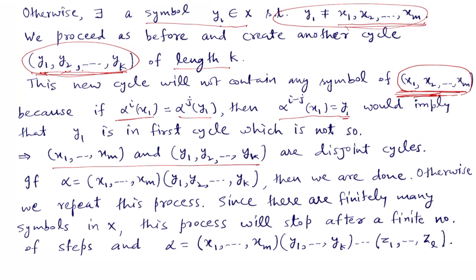So if alpha is a product of these two cycles only, then our job is done. Otherwise, if there exists another element that is not appearing in these two cycles, then we can proceed as before. So applying the same process, we will get the third cycle, and so on. We continue like this. But because there are only finitely many symbols in X, this process must stop after a finite number of steps. And after a finite number of steps, we will get that alpha is a product of disjoint cycles.